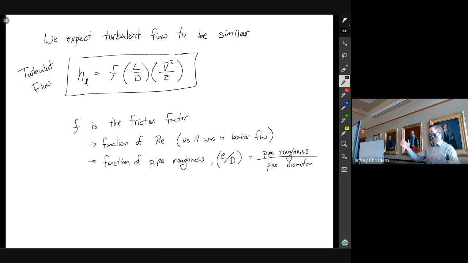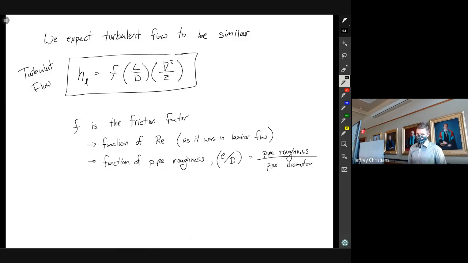If you have a really huge pipe that's a little bit rough, that's different than a really small pipe that's the same roughness. The roughness matters a lot more in the small pipe than it does in the 10-foot diameter pipe. If you have a 10-foot diameter pipe that has little tiny ridges, it maybe doesn't matter very much at all. But if you have a 1 centimeter pipe that has little tiny ridges, then those play a big role. So it's the relative roughness that actually matters.